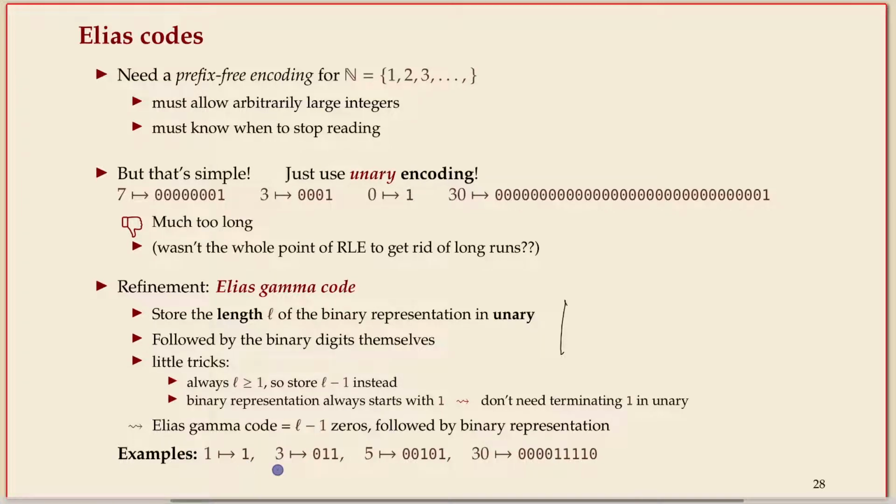How does 3 work? 3 in binary is 1 1. The length of that is 2. Take off 1 means I have to put 1 zero in front of it. So 0, 1 1.